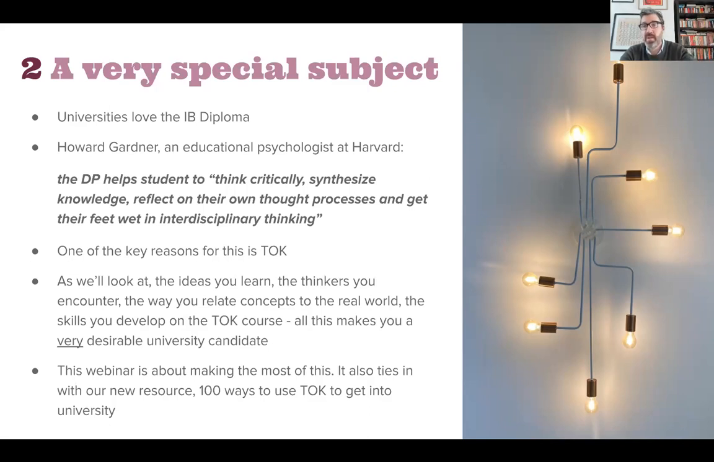And I think we need to signpost it. I think we need to make it explicit when we are trying to apply for university, looking for the next stage in our intellectual journey. I think TOK can be at the core of a successful university application.